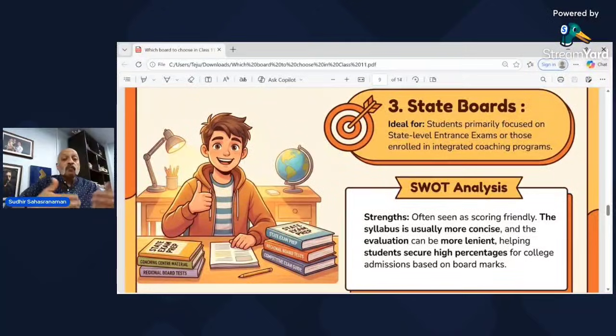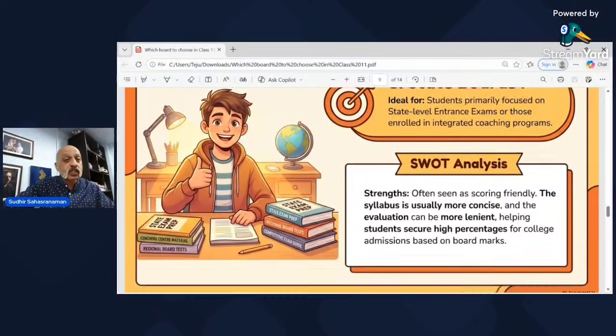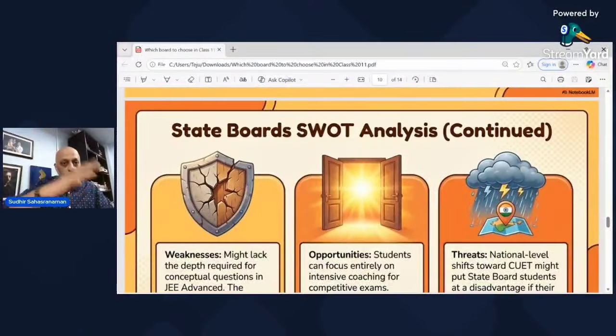The workload, the syllabus load in the state boards is much less. So therefore, you actually get a lot of time to focus on the preparation for the competitive examination. That's one major advantage. It's also seen as scoring friendly. The syllabus is more precise, more concise. The evaluation is also a little lenient, though sometimes not very accurate in many state boards. And thereby students end up scoring a high percentage, and that helps them in their college admissions, which are based on board marks. That is the non-CUET route.